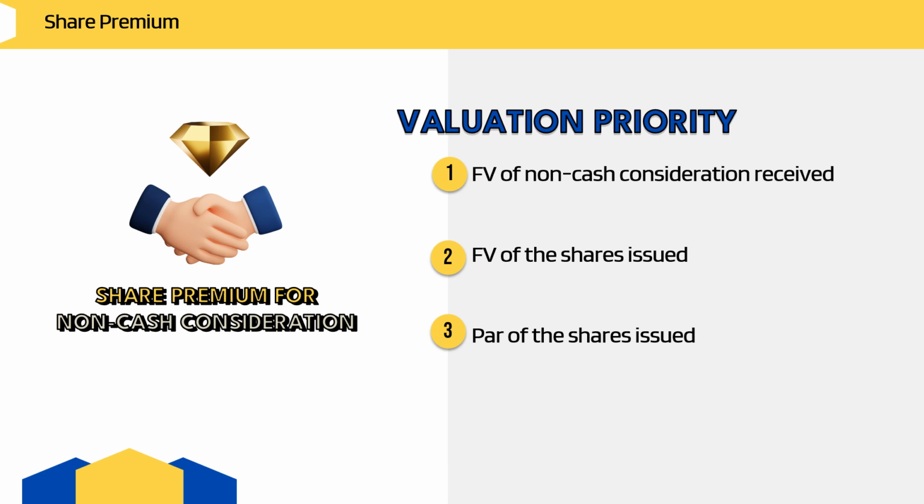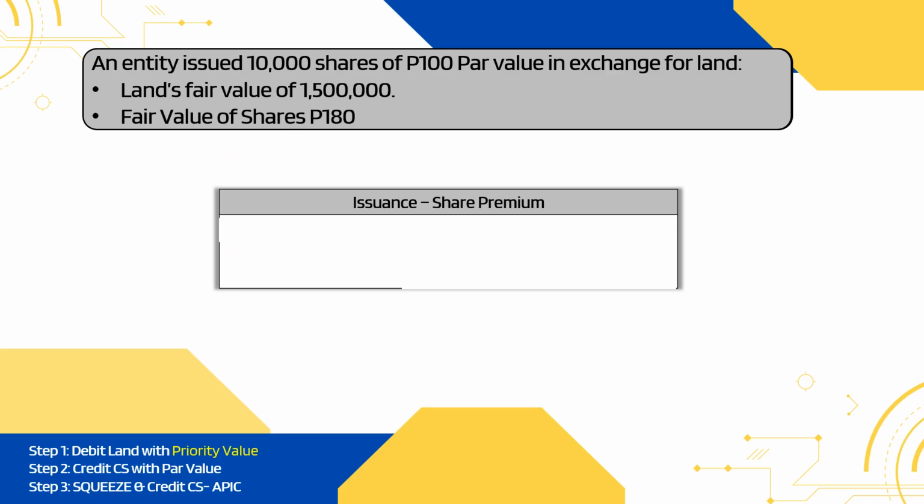Pag meron yung fair value of the non-cash consideration received, we will value it here. Pag wala to, then you go to second priority, fair value of the shares issued. Pag wala yun, the last scenario would be par of the shares issued. So, let's look at an example. An entity issued 10,000 shares of 100 par value in exchange for land. The question that we're asking for is, how do we value the land?